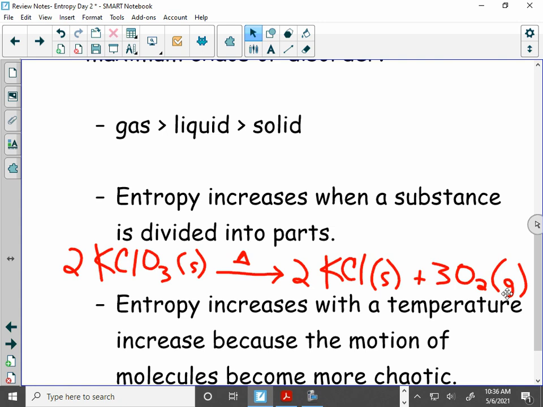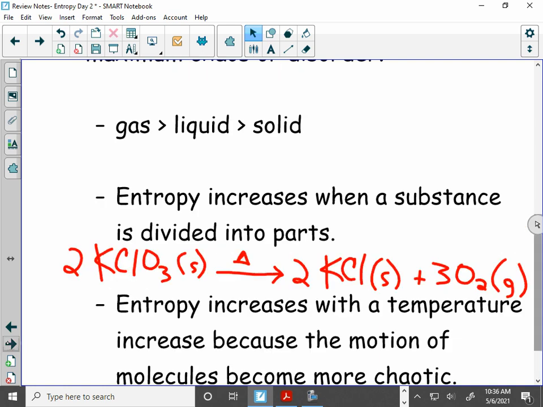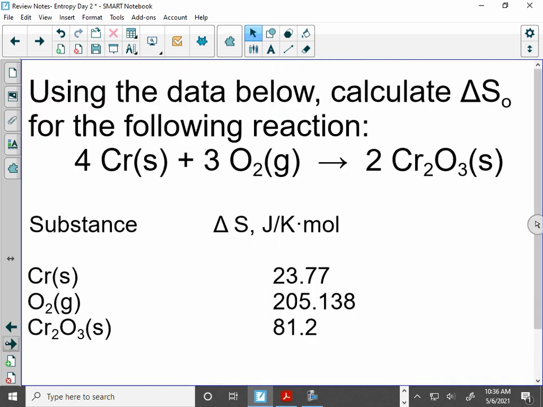Also, the entropy increases when the temperature increases. Well, that makes sense, doesn't it? What phase has the highest temperature? The gas, right? We said the gas has the most entropy. So as we increase temperature, we get those particles moving faster and faster, so we have more entropy. Now, what does this all mean? Well, we are going to use the entropy to do some calculations.